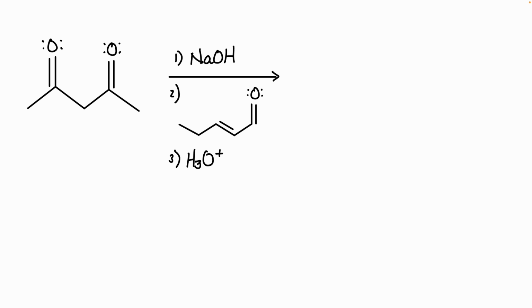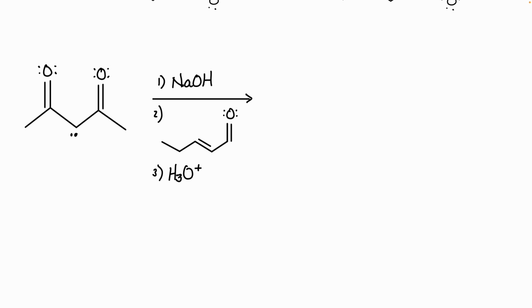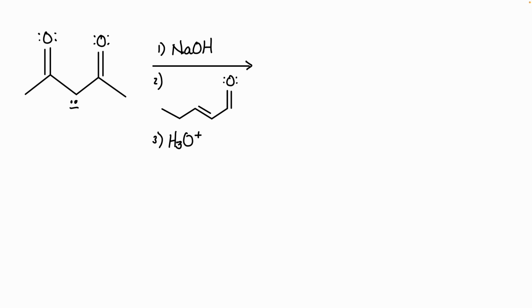All right, so sodium hydroxide, what's that doing for me here? All it's doing is deprotonating that alpha carbon, giving me that enolate ion, that Michael donor. And so now I'm going to form my new bond between my alpha carbon and that electrophilic beta carbon.